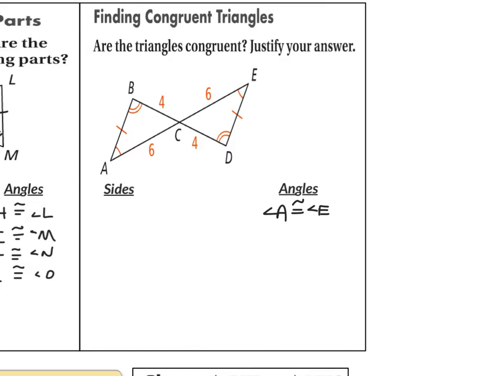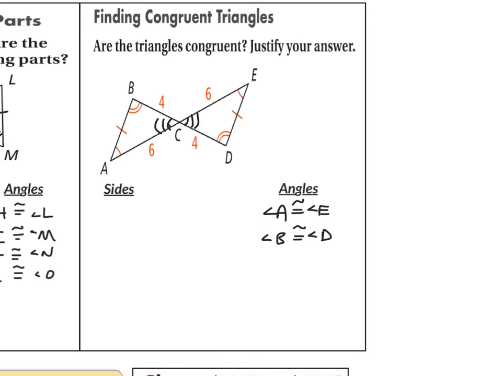Wait, how do I know that? Because they both have one single arc marking. Then let's go angle B is congruent to angle D because they have two markings. Well, funny thing, these two angles are also congruent to each other because they are vertical. So I'm going to make 3 marks there.